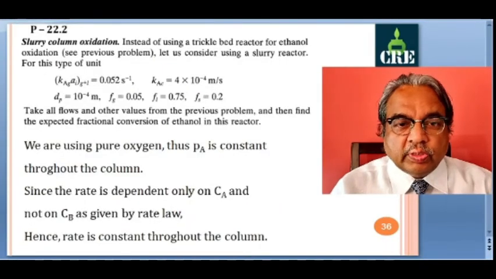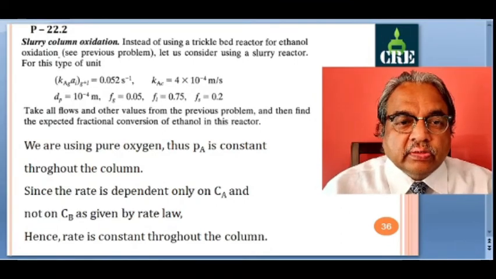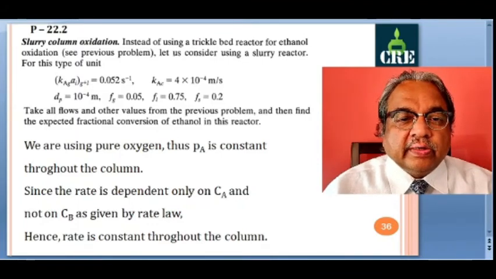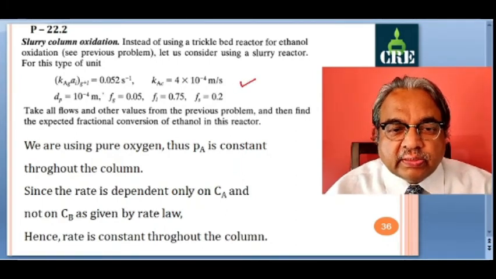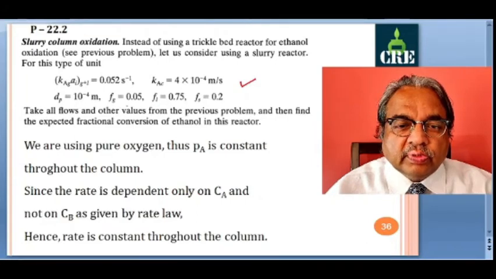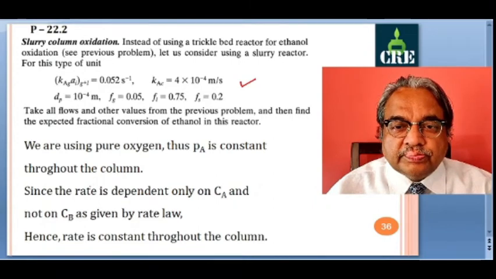Next, problem number 22.2. Here the reactor is changed, slurry oxidation. So instead of the trickle bed reactor, we are using a slurry reactor. And only these values are changed, and the rest of the data is the same as that of problem 1. So the diameter of the particle is changed, solid loadings, liquid hold up, gas hold up are changed. This combined conductance is changed, the kAc value is different. So here we are using pure oxygen.